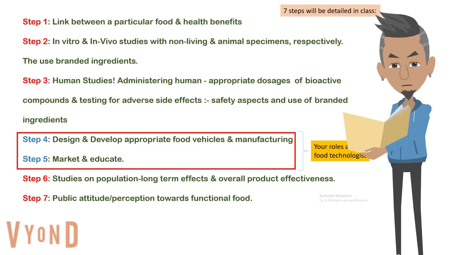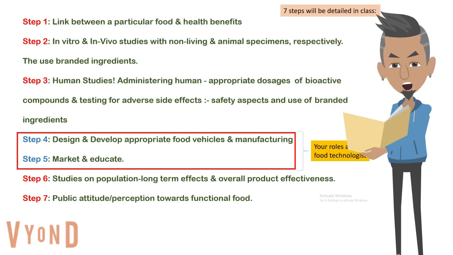So again, I would like to summarize the 7 steps. Step 1, link between a particular food and health benefits. Step 2, in vitro, in vivo studies with non-living and animal specimens, respectively. This is the exercise to brand the particular ingredients or extracts. Step 3, we start to do human studies, administering human appropriate dosages, etc.